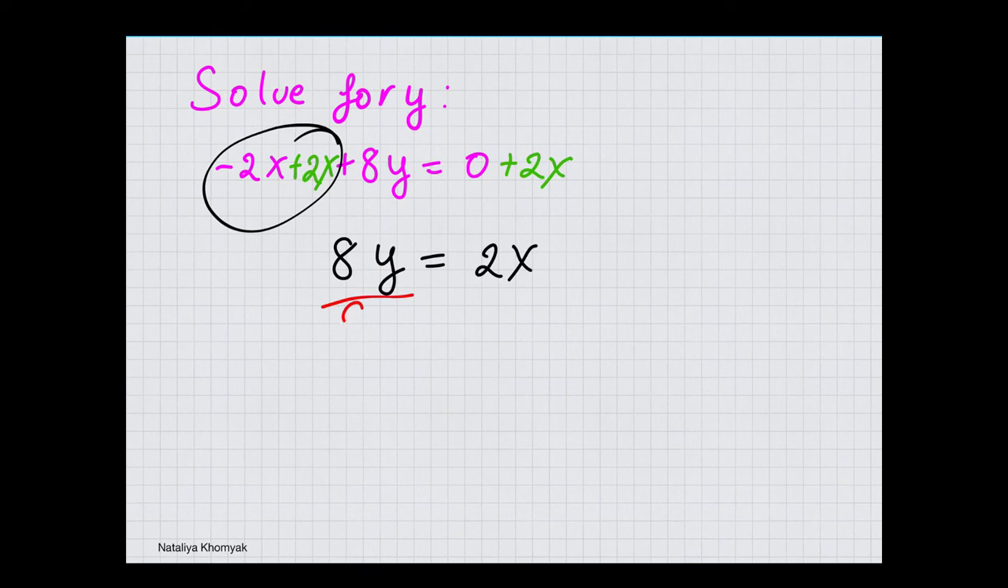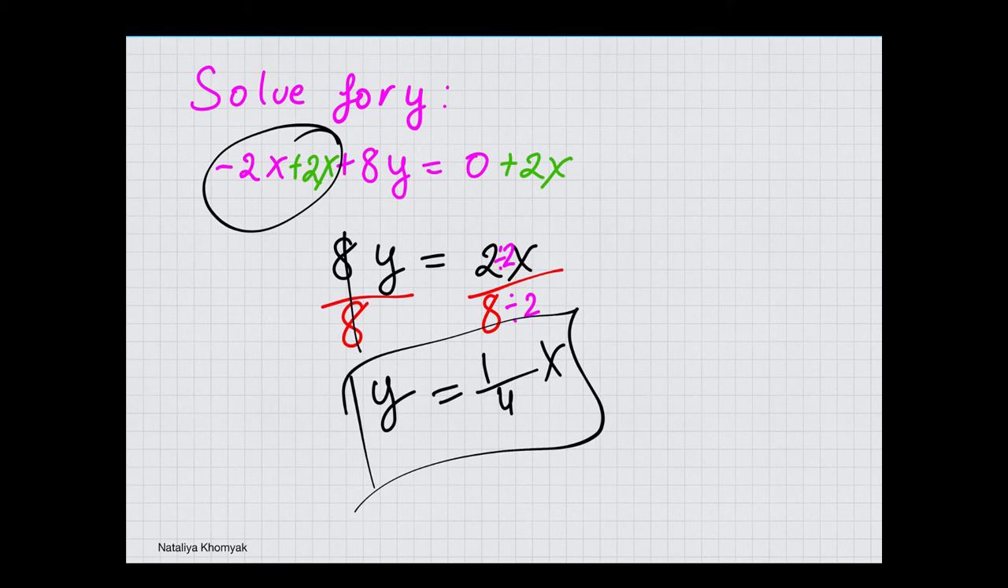Y is being multiplied by 8. The opposite is to divide by 8. What you do to one side, you want to do the same thing to the other side. 8 over 8 is 1. Y equals 2x over 8. 2 and 8 can be reduced by 2. 2 divided by 2 is 1. 8 divided by 2 is 4x. And this is our solution.